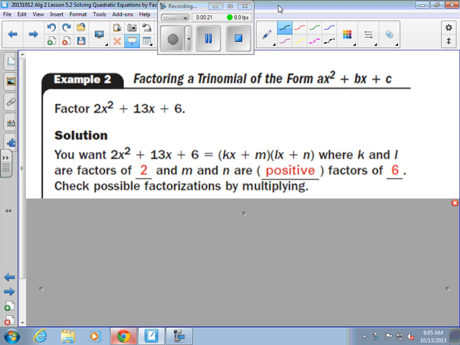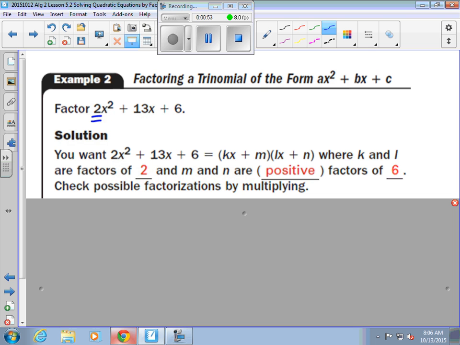This 2 right here adds a whole new level of difficulty to this problem, just the fact that there's a 2 there. You want 2x squared plus 13x plus 6 to equal, now right here it says kx plus m times lx plus n, where k and l are factors of 2. So we're going to do the same thing. You're going to factor out a's value. There's only 2 and 1. That's all you can use. And m and n are positive factors of 6.